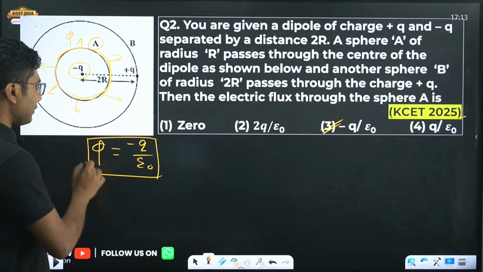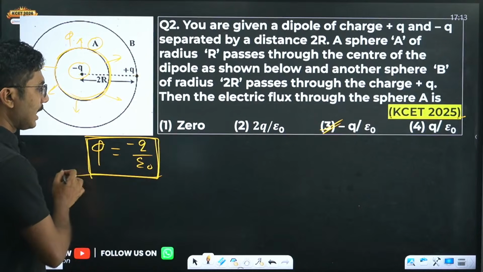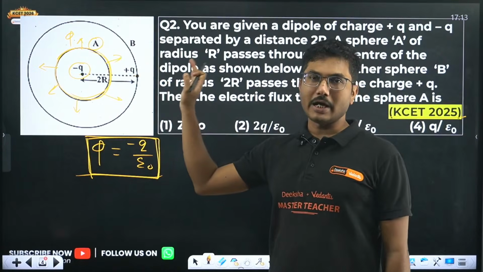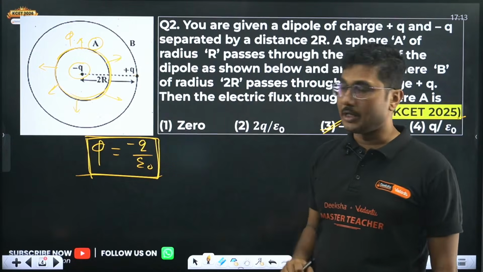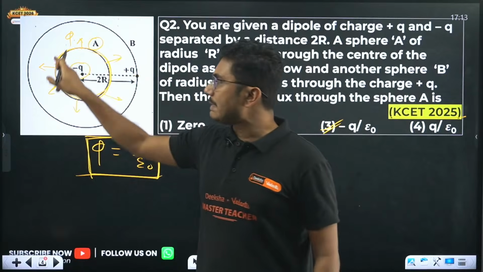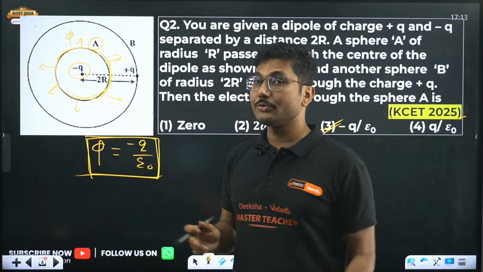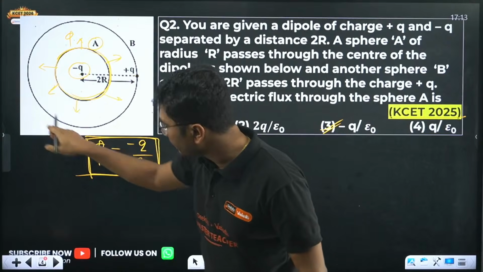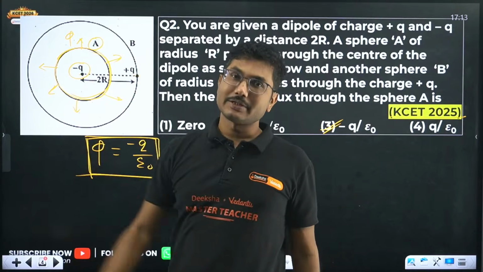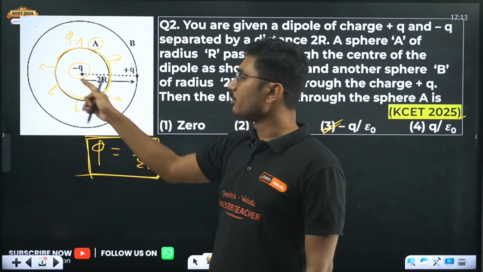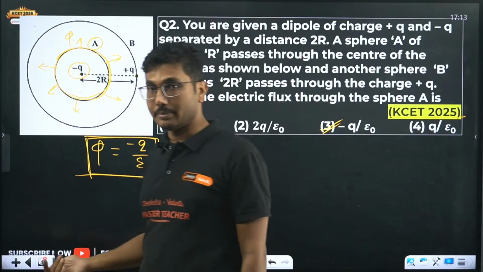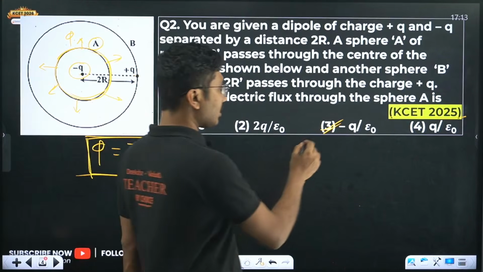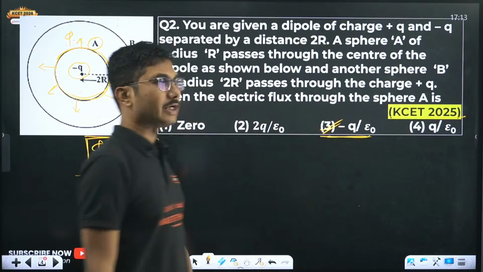So here remember that whatever charge is outside the sphere is immaterial. Only the charge inside the sphere matters, which is minus q, so the total flux should be minus q by epsilon naught. If you consider the sphere B, then the charge enclosed will be zero, and in that case the flux will be 0. Yes, option C, question number 3, option 3 is correct.